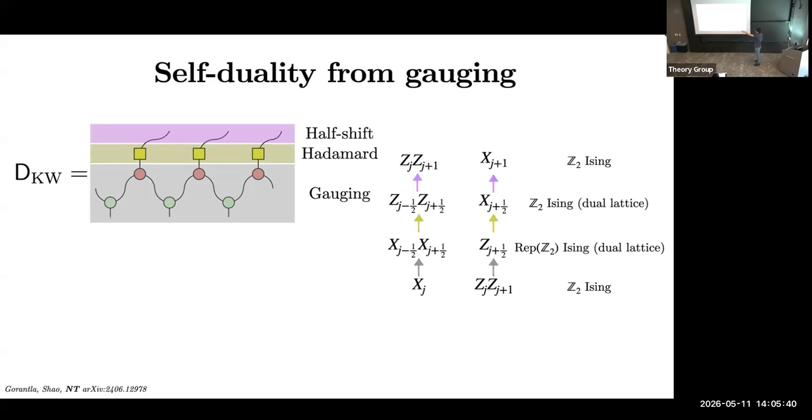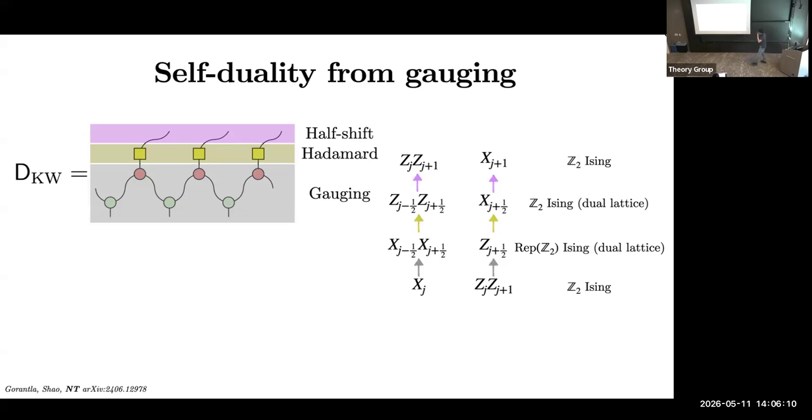So in case you're wondering where the translation comes in, this is where it comes in. There's this half shift, which you need to enforce in order to go back from the dual lattice to the original lattice, and you cannot get rid of it. So that is why when you apply Kramers-Wannier twice, you get this half shift contribution twice, and that's why there's a full translation on the lattice when you implement it on the lattice. You cannot get rid of it. Okay.